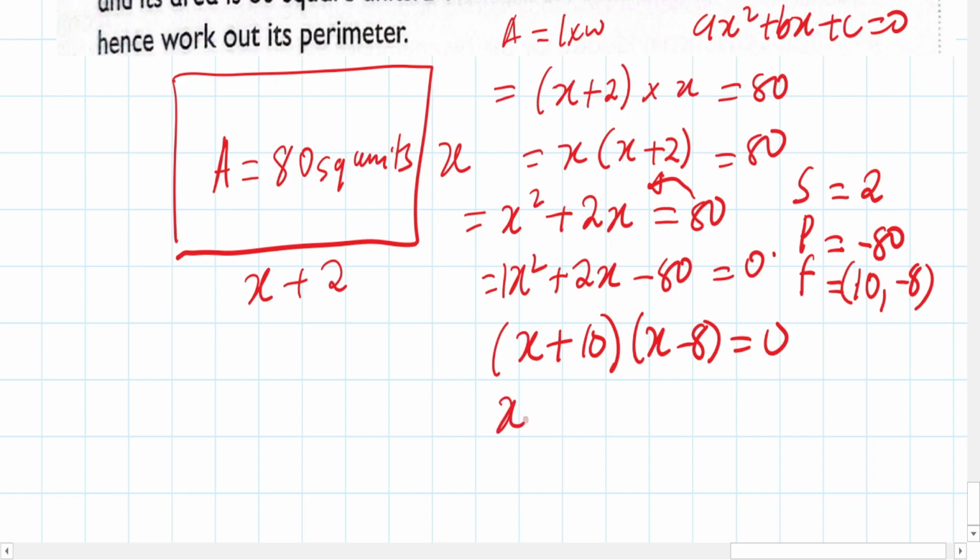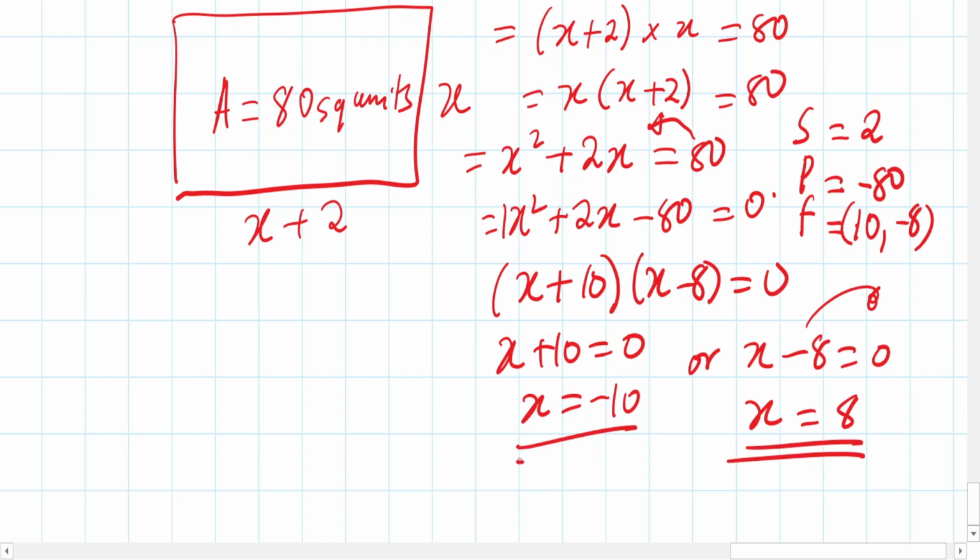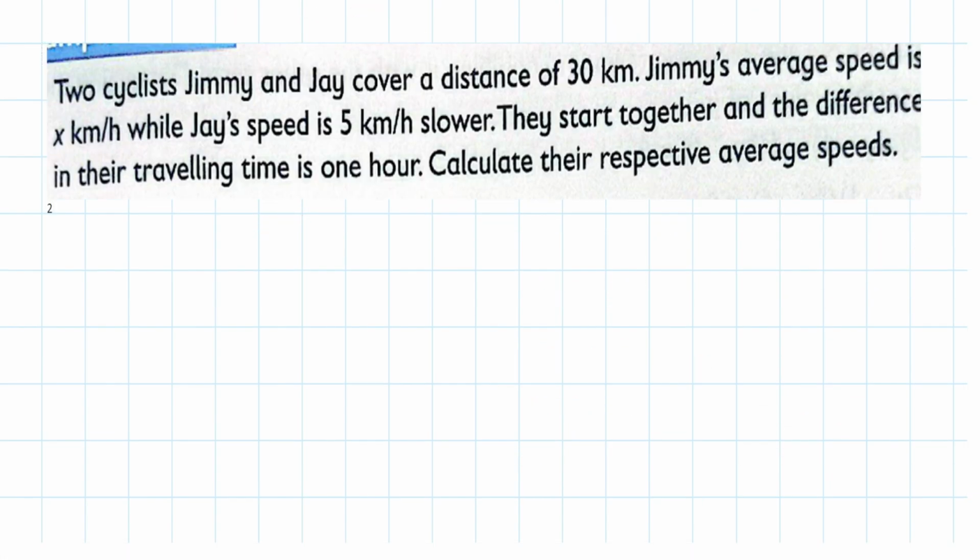So x plus 10 equal to 0, x is equal to negative 10, or x minus 8 equal to 0, and therefore x is obviously equal to positive 8. So these are your answers. Very easy. Now once again, we have another word problem question, this time an application of quadratic equations, how we apply them.